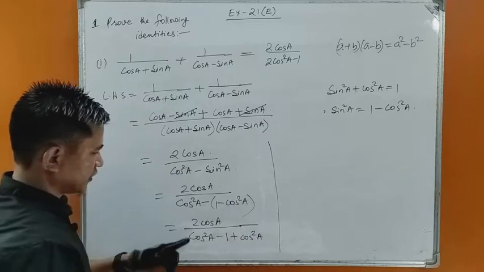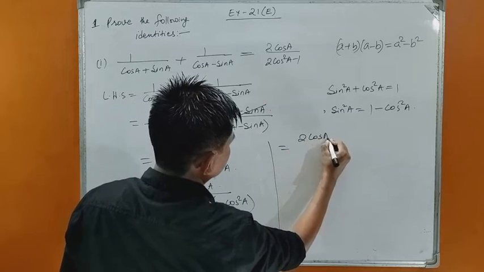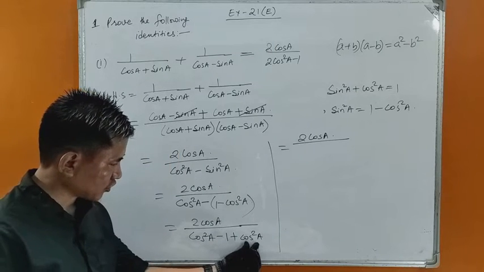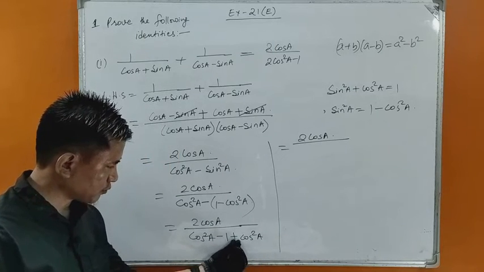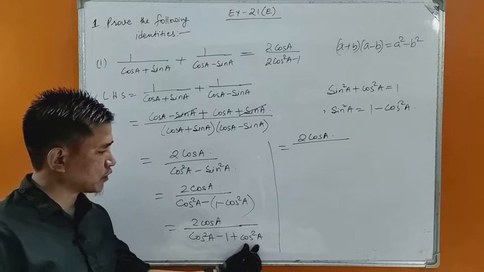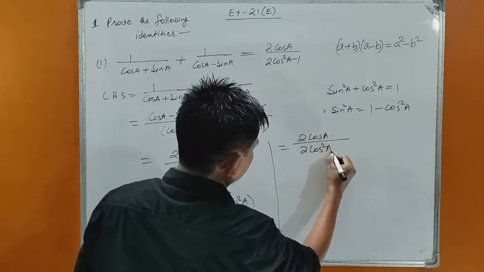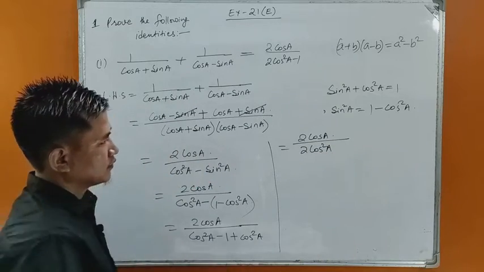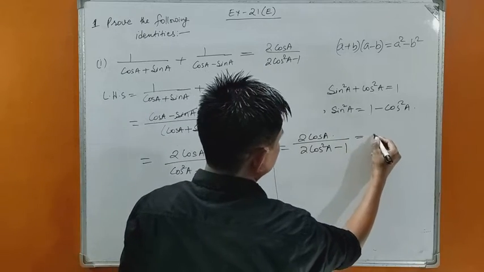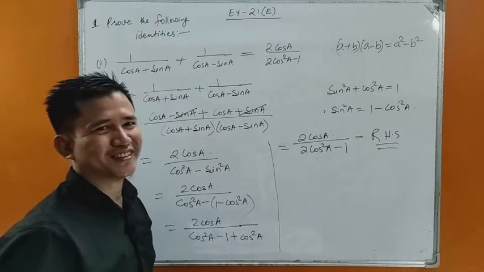So let me continue here. 2 cos A is in the numerator. In the denominator we have cos square A, cos square A. This cos square A is also plus and this cos square A is also plus. So plus cos square A plus cos square A, 2 cos square A, isn't it? So minus 1. So this is what we have in the right hand side, isn't it? So this is RHS. Hence proved. I hope you got this.